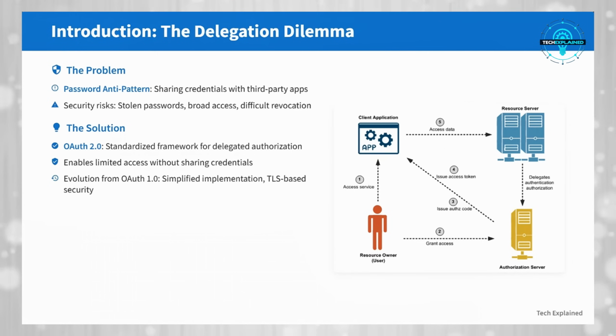These third-party services would store your password, often in plain text. Yikes, making them incredibly attractive targets for hackers. Plus, you were giving them the keys to your entire Google kingdom, not just access to your photos. And if you wanted to revoke access later, you'd have to change your Google password, which would then break access for every other service you use. OAuth 2.0 was created specifically to solve this fundamental problem.